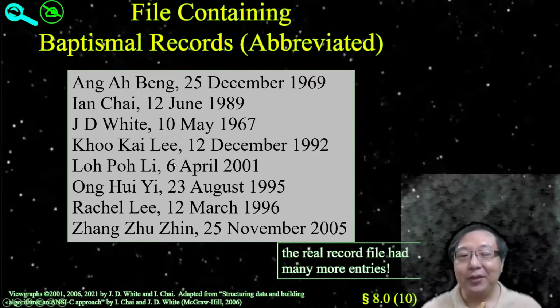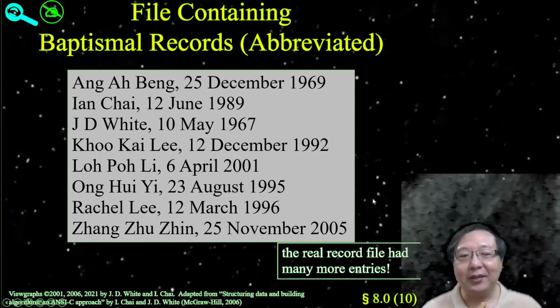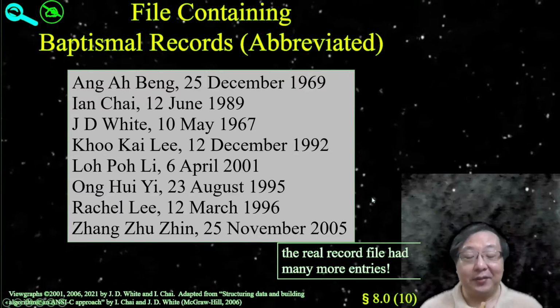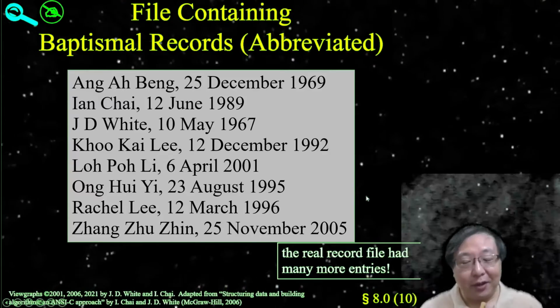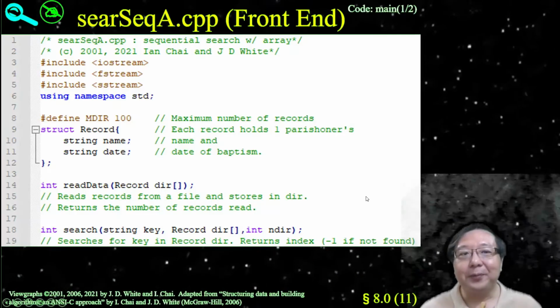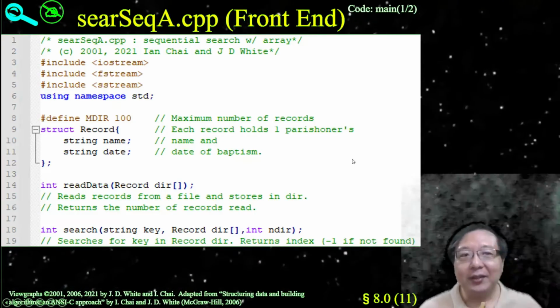Now, in a real record, you have a lot more people. Like that church had several hundred people at the time, and so it's a lot more records in the real example. So let's look at the code.